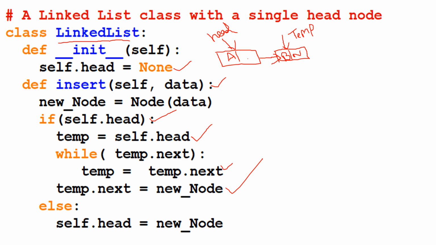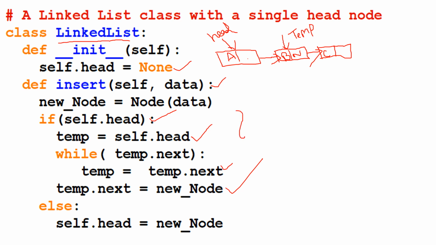Now the temp next is equivalent to the new node, because we have already created a new node. That new node is going to be added. Let us assume this new node is C. The temp next, which means the address of C, is going to be stored here.